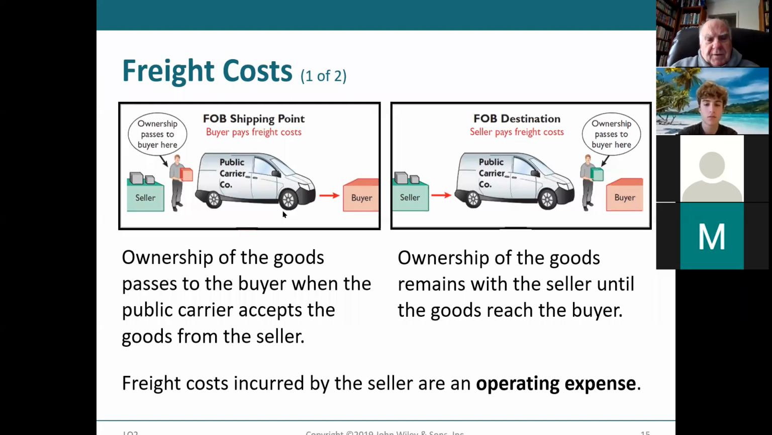FOB shipping point means that as soon as the truck leaves the shipper, the buyer owns it and is responsible for all the freight costs. FOB destination: the buyer does not own it until it arrives at the destination of the buyer, and the seller is responsible for paying all the freight costs and all the insurance costs.